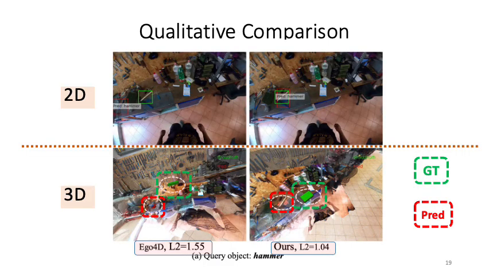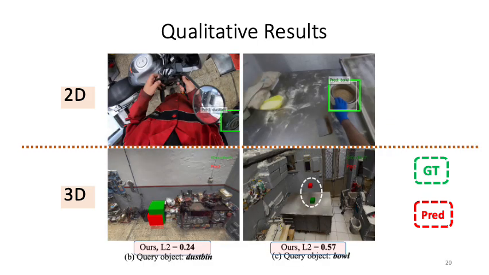Here we show some qualitative comparisons in 2D and 3D and visualize the 3D predictions and ground truth for our method and the naive Ego4D baseline. Here we show more qualitative results of our method in 3D, with queries mentioned below each image.